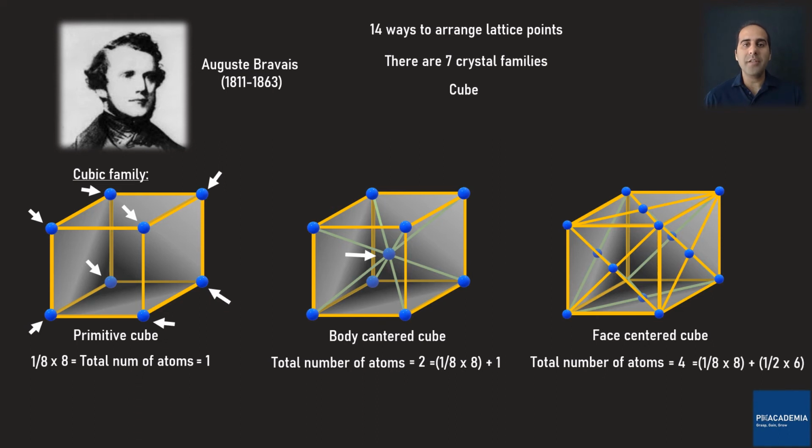Often, we refer to each one of these unit cells by the Pearson symbol. The Pearson symbol for the primitive cube is Cp, for body-centered cube is Ci, and for the face-centered cube is Cf.